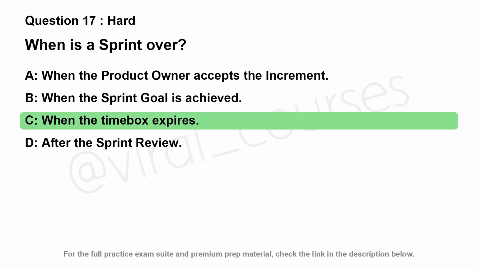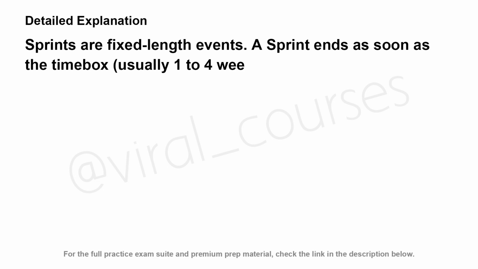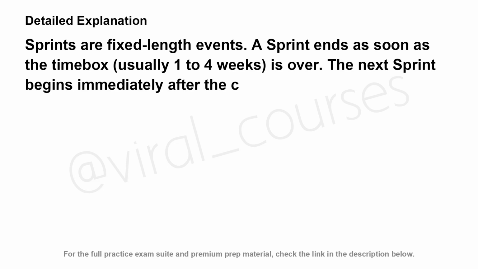The correct answer is C. Sprints are fixed-length events. A sprint ends as soon as the time box, usually 1 to 4 weeks, is over. The next sprint begins immediately after the conclusion of the previous sprint.